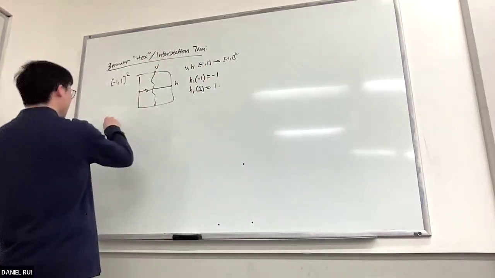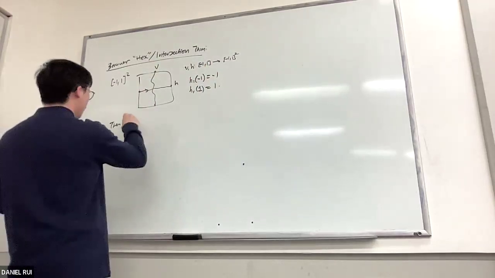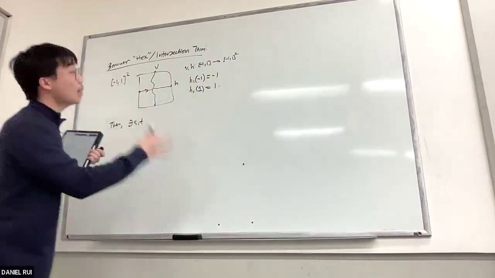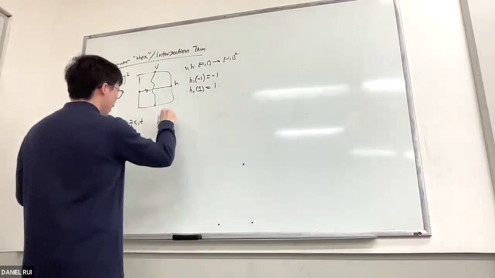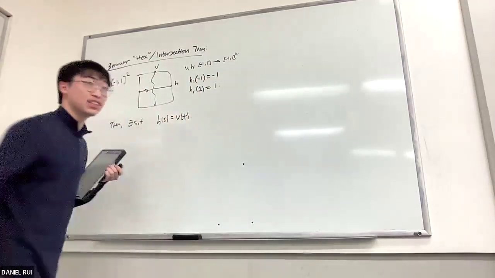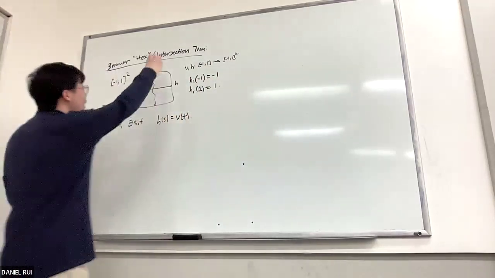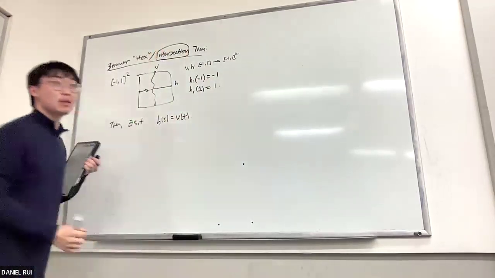The claim is that then there exist S and T, some times, at which they cross. This is why I call it the intersection theorem. So at least this part makes sense. Maybe not the word hex.